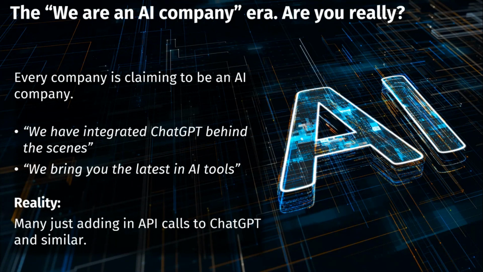They claim, oh, we've integrated ChatGPT behind the scenes. We bring you the latest AI tools. Do they really? Are they really building their own models? There's only a handful of rather large organizations building models from scratch. Now, that doesn't mean that people adapting models aren't AI companies. They are. And that's one of the things that we specialize in, and help other companies to adapt models to their own needs. But the reality is that, as Joe said, many are just doing simple ChatGPT or similar API calls and saying they're an AI company. That's far from reality.